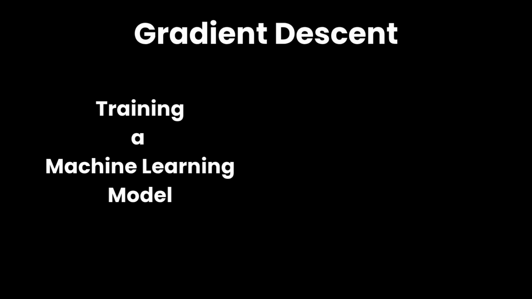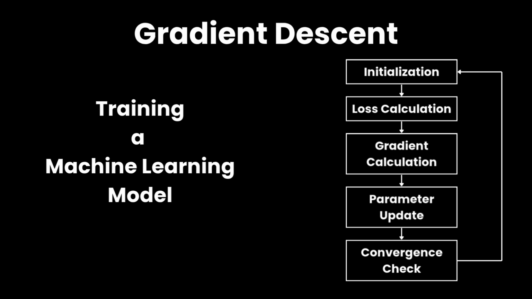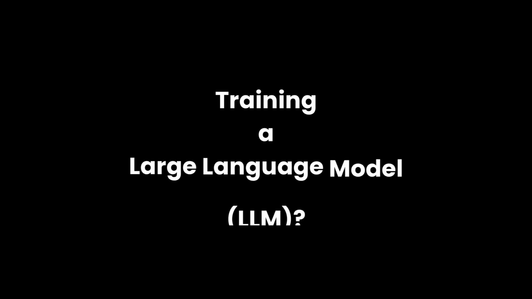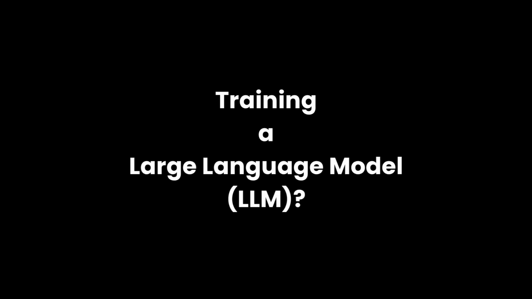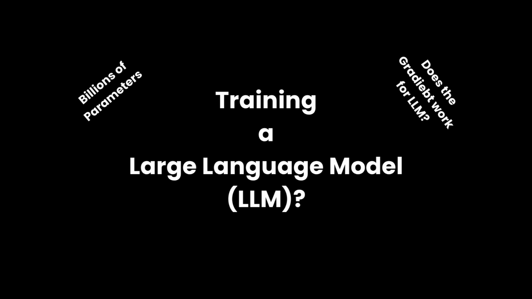We keep talking about gradient descent when it comes to training a machine learning model. We calculate the gradient, adjust weights to minimize the loss. That sounds simple, right? But what does it mean training a large language model that contains billions of parameters? Does gradient descent still work the same way it is supposed to?